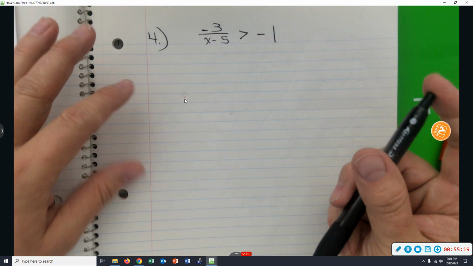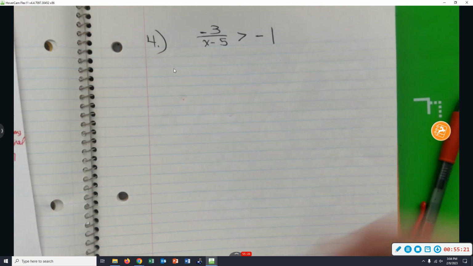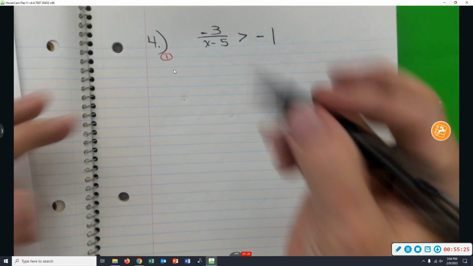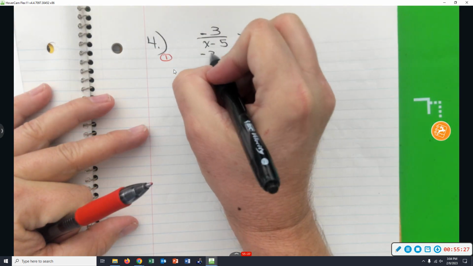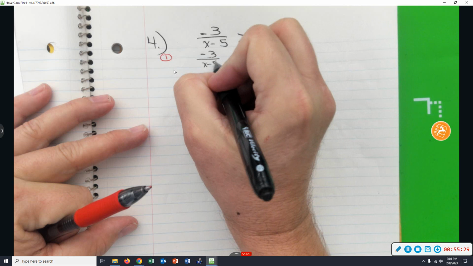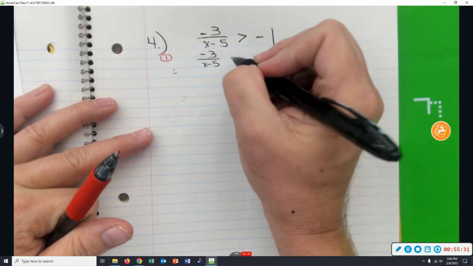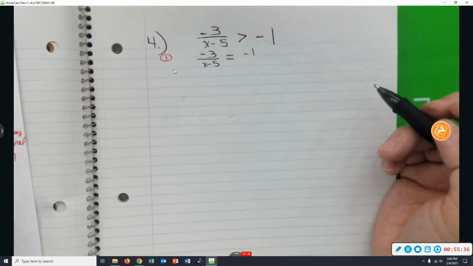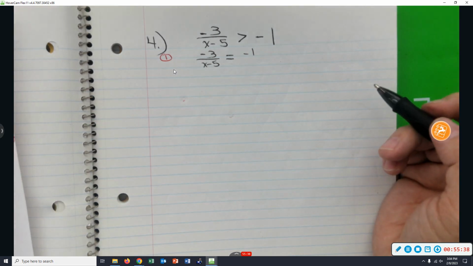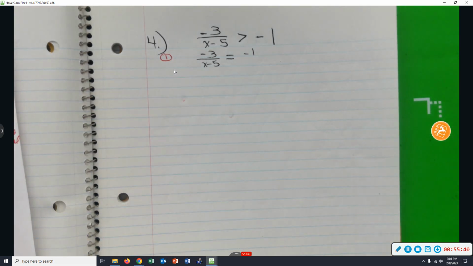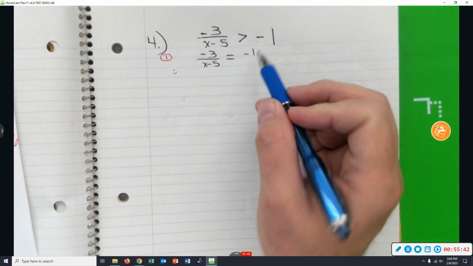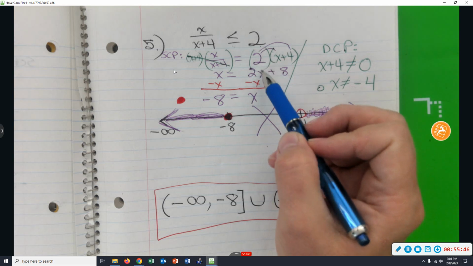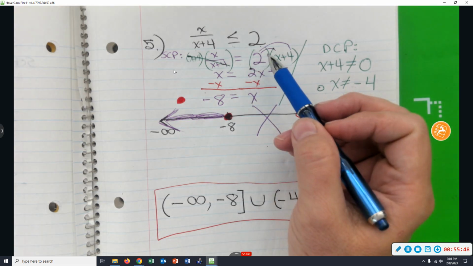Okay, first thing, find those solution cut points. You know something? I'm going to rewrite -3 over x minus 5. You replace that greater than with an equal to -1. You know what I think I'm going to do? I'm going to cross multiply. I can make this into a fraction equals a fraction. I could have done the same thing right here, put the 2 over 1 and cross multiplied.